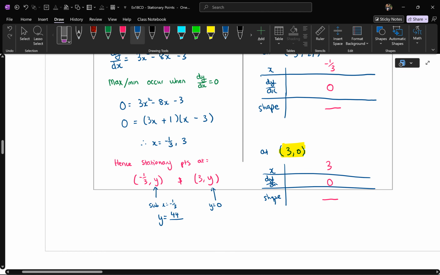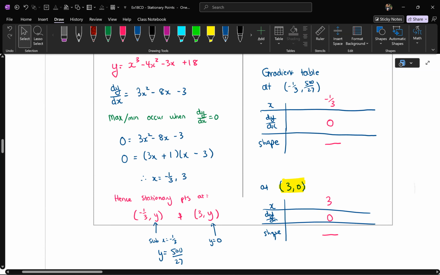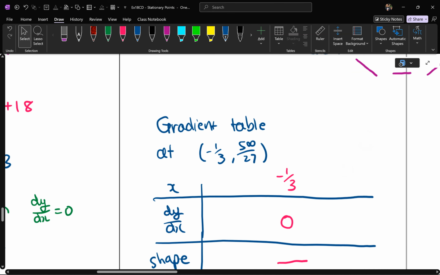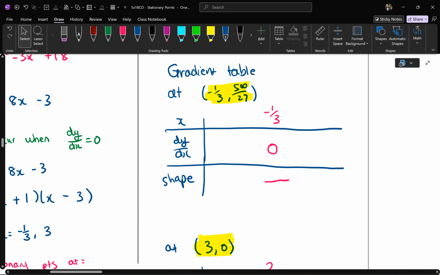And let me just fix that one. 500 on 27. So now we've got the coordinates for one, and the other one should have been f of 3, which gives you 0. So that means the two coordinates that you end up with are these 2 points. Negative a third, 527. That's a point. And the other point is at 3, 0.